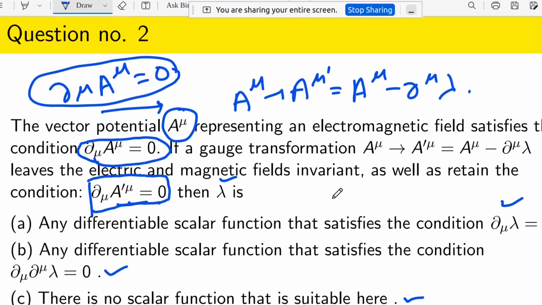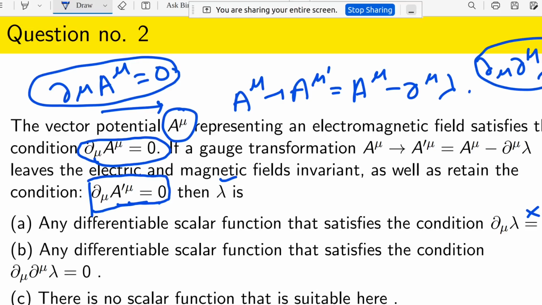Now coming to the options, whatever they have given here. First of all, just a minute, I am just going to remove these things. So first of all the option was any differentiable scalar function that satisfies the condition del mu lambda equals to 0. It is not correct because we get the answer that del mu lambda should be 0. So this one is the wrong one.